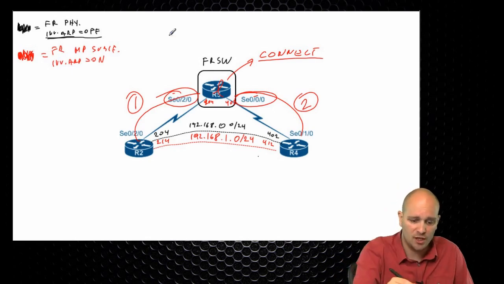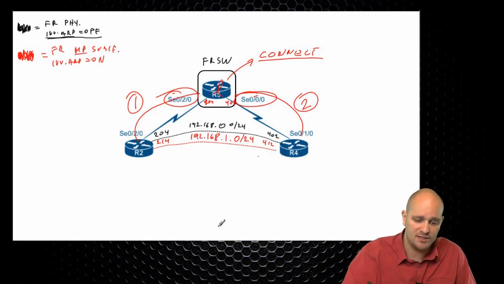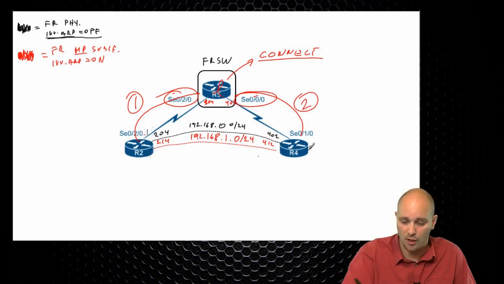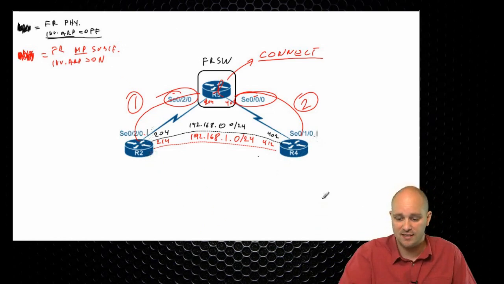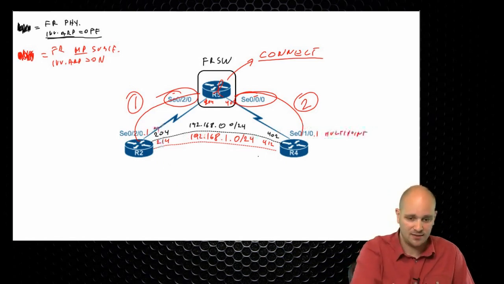So what I need to do here is create a multipoint sub-interface on R2. So here I need to create a sub-interface. I'm going to call it 1. And here I need to create a sub-interface, and it needs to be multipoint on both sides. So let's do that next.